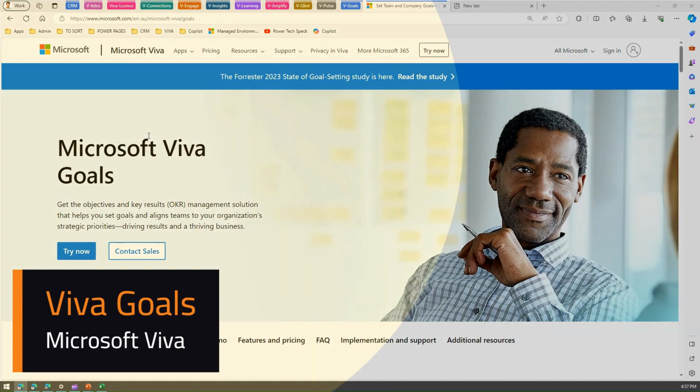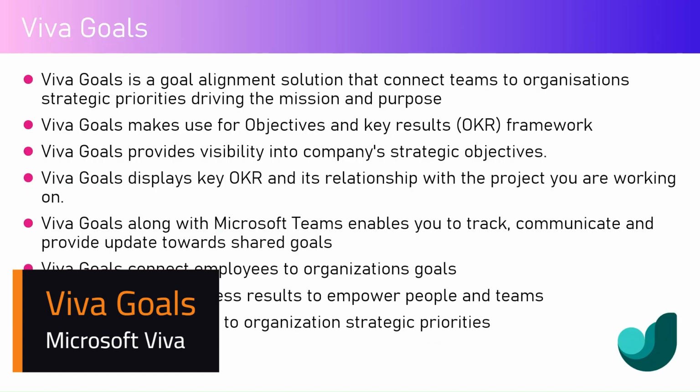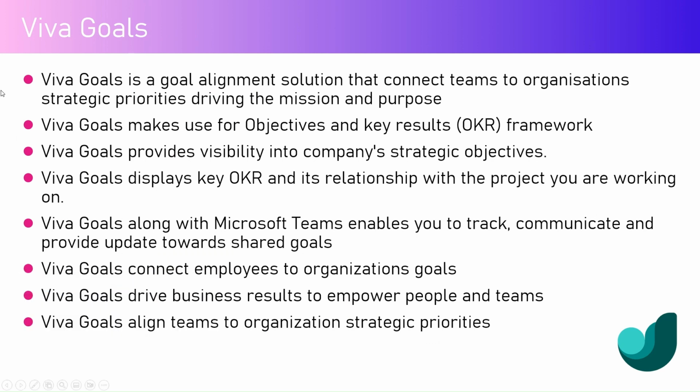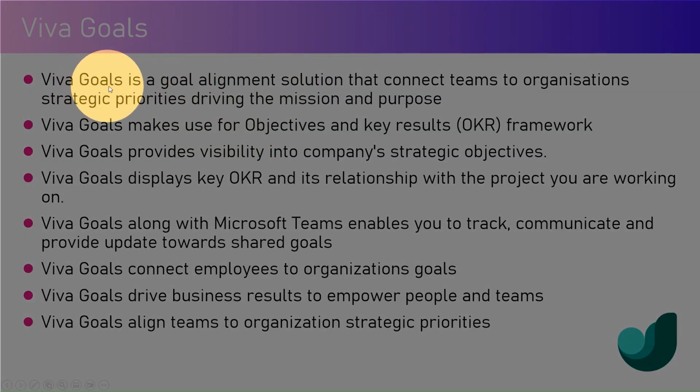In this video, let's talk about Microsoft Viva Goals. Microsoft Viva Goals is one of the applications within the Microsoft Viva suite. Viva Goals is basically a goal alignment solution that connects teams within your organization with the strategic priorities driving the mission and the purpose of the organization. Every organization has a mission and a purpose, and every work item your team members do needs to be aligned with that mission and purpose, so that your goal is achieved within time and within budget.